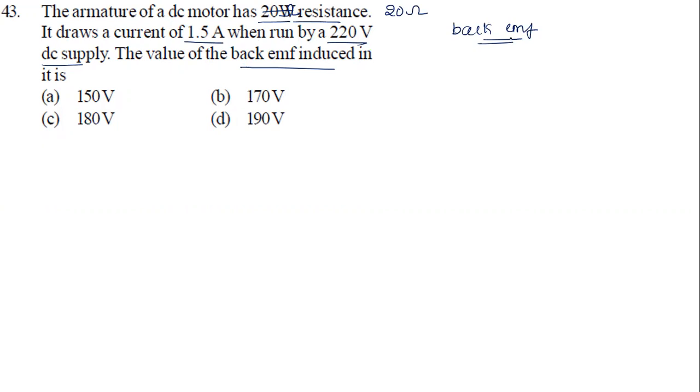What is the meaning of back EMF? The EMF produced in the coil which opposes the change in current. That's what we call back EMF. Okay, so this back EMF is given by what formula, you know?